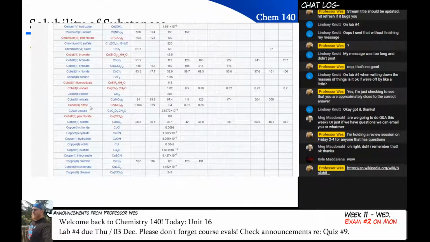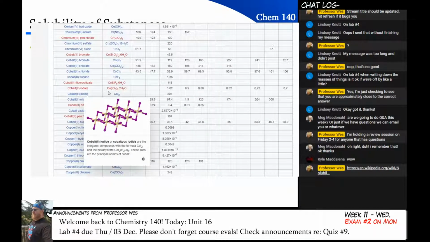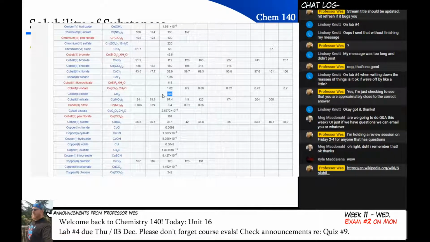And some things are very soluble. For example, cobalt-2 iodide will dissolve a lot. 203 grams will dissolve in 100 milliliters. However, cobalt nitrate, or nitrite, is not very soluble. 0.4 grams will dissolve. Okay? There's a whole range. In fact, if I go down to this right here, cobalt oxalate, 2.6 times 10 to the minus 9 grams will dissolve. That's like barely a speck. So there's this humongous range of solubility. And we're going to talk a lot about solubility in 163 and a little bit more in 162.